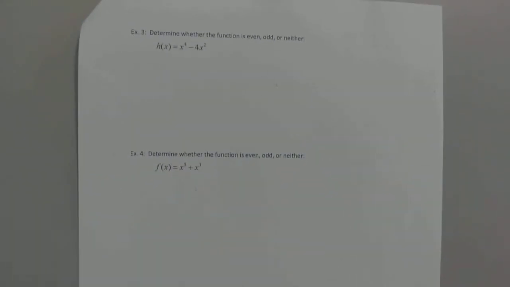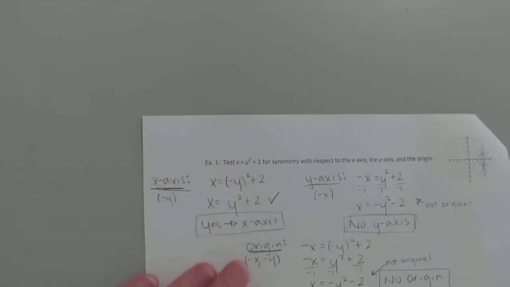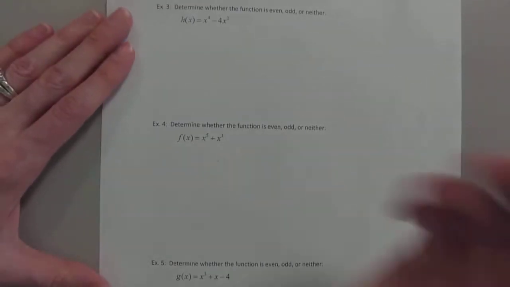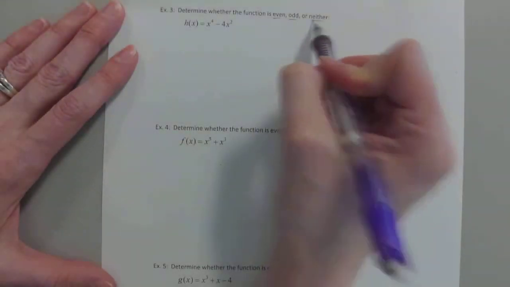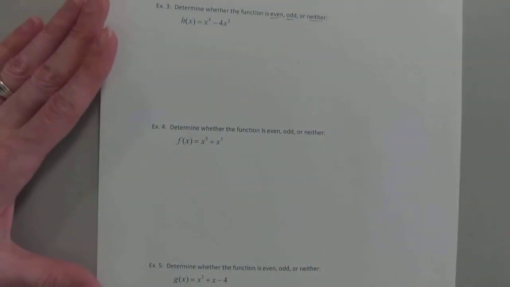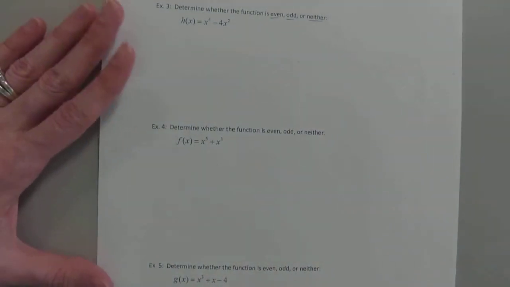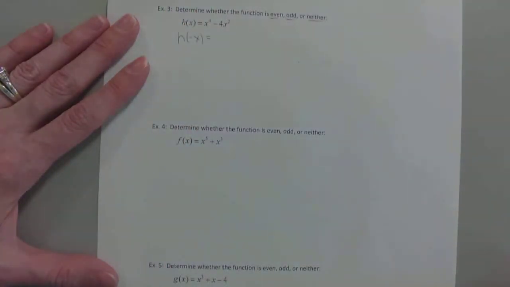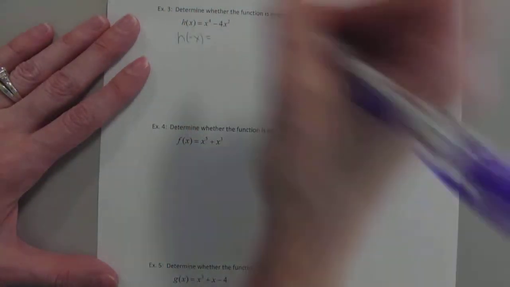That's all we're doing when we're testing for even or odd. Even, odd, or neither, just plug in negative x and see what happens. All right, so let's do that on page 3. Notice it's function notation. Here we just had to say y equals x because we didn't know if they were functions or not. Here we have h of x, f of x, and g of x because they're actually functions.